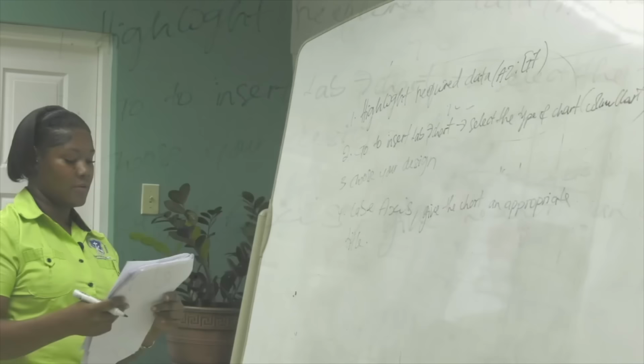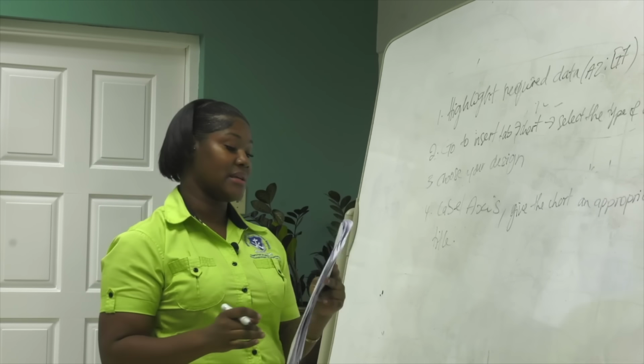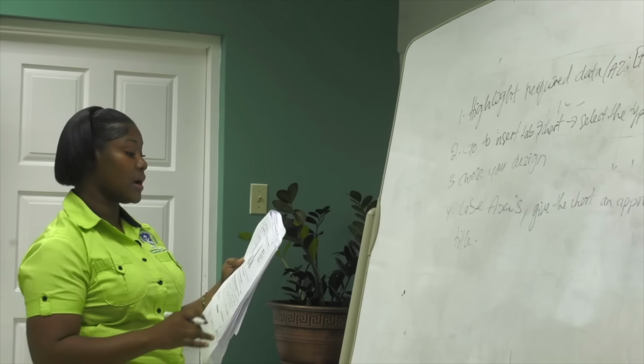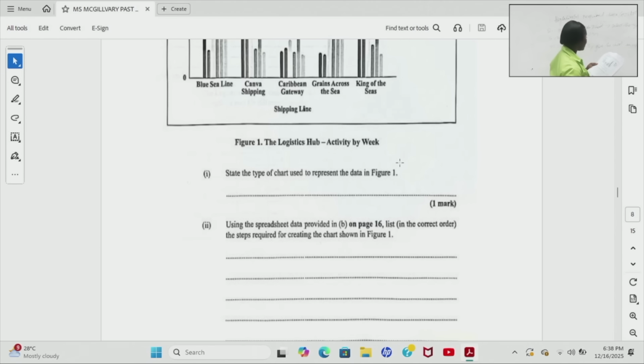right? And of course, I'm sure from the look of it, once we look at this chart here, we can see it has an appropriate title at the top, the logistics hub activity by week. We can see our axis being labeled, shipping line. We can see our legend at the side, Monday, Tuesday, Wednesday, and what represents each day, right? So without all of those, your chart would basically be incomplete, right? So your steps also have to be complete in order to get whatsoever you have presented here.